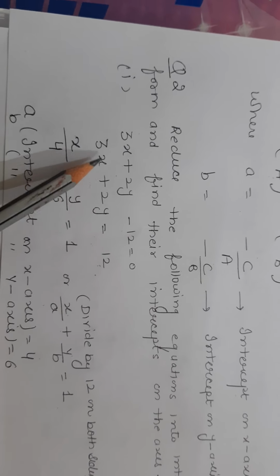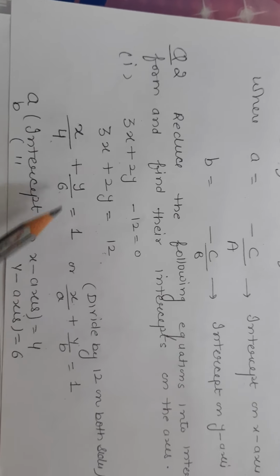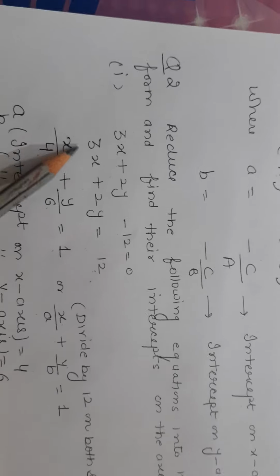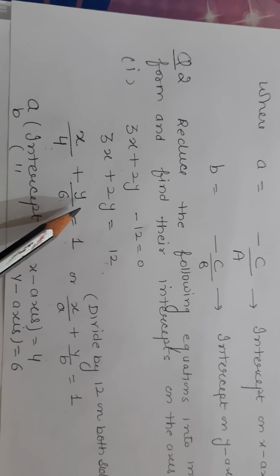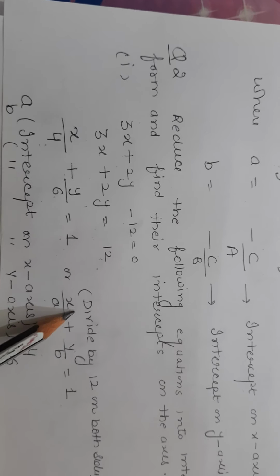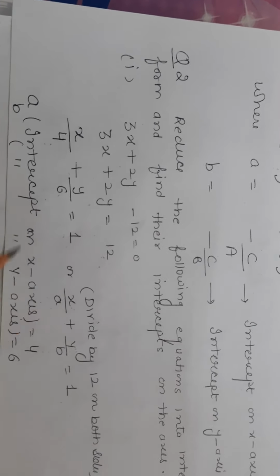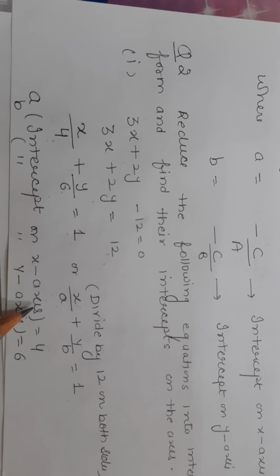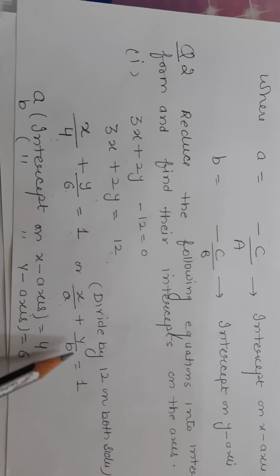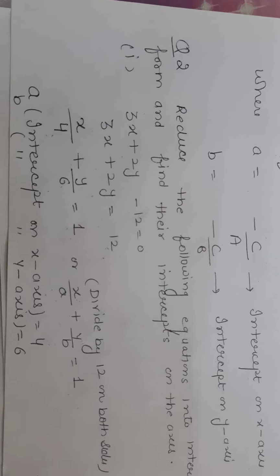If you divide by 12, 3 by 12 is 1 by 4, and here you have 1 by 6, equal to 1. So x by 4 plus y by 6 equal to 1. If you compare this with x by a plus y by b equal to 1, here a is the intercept on x-axis. This is 4. And b is the intercept on y-axis. This is 6.